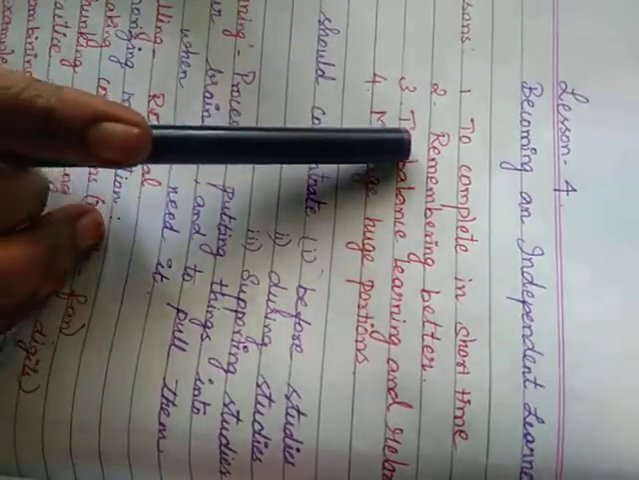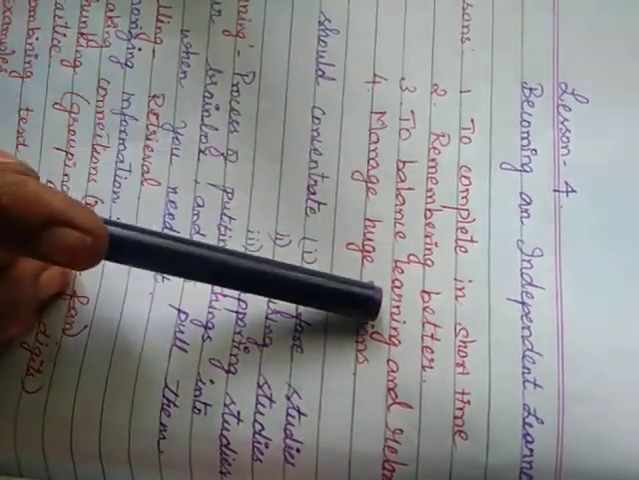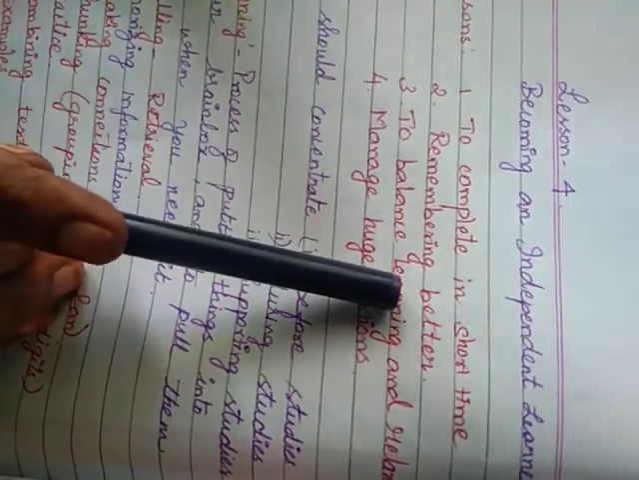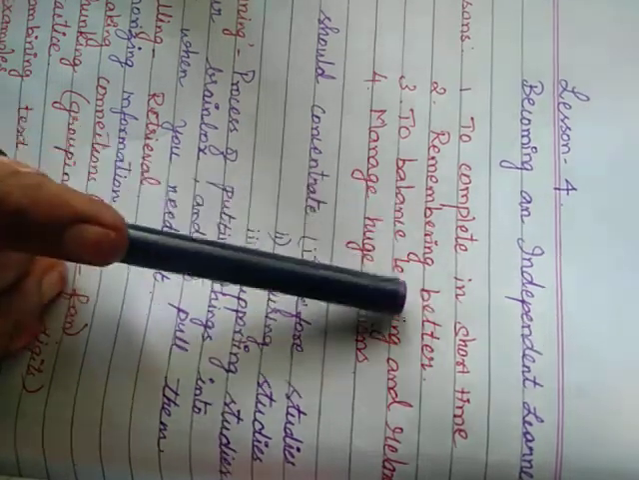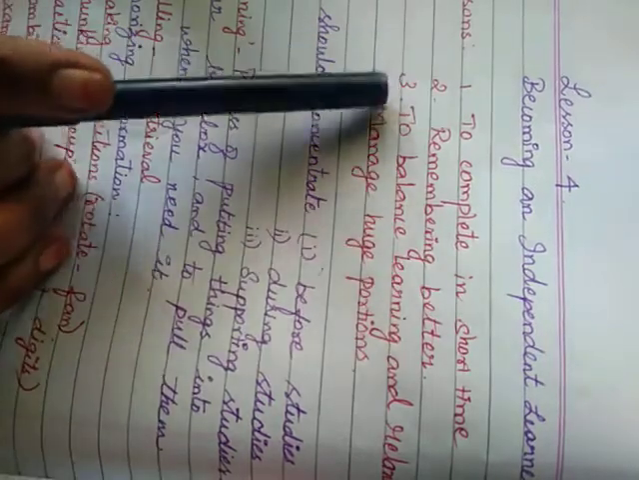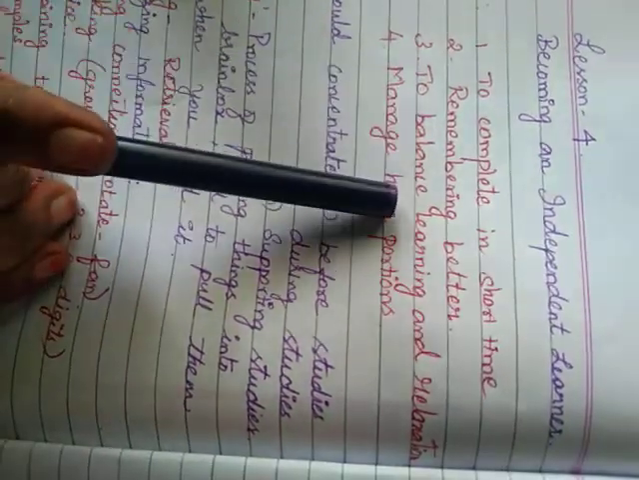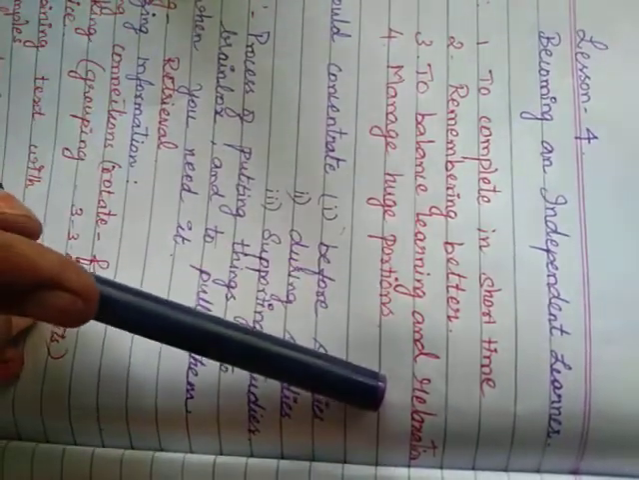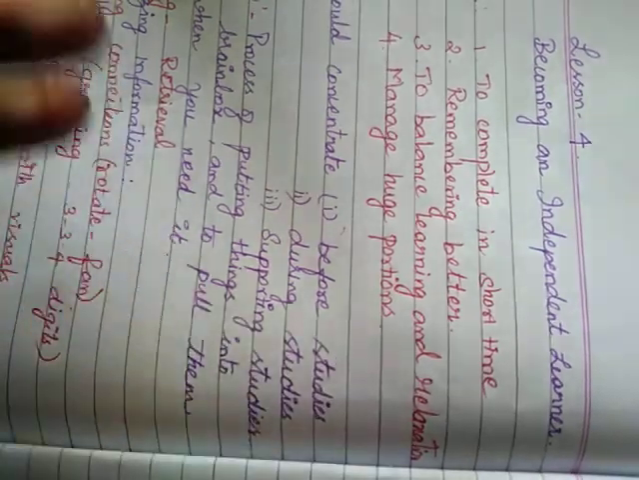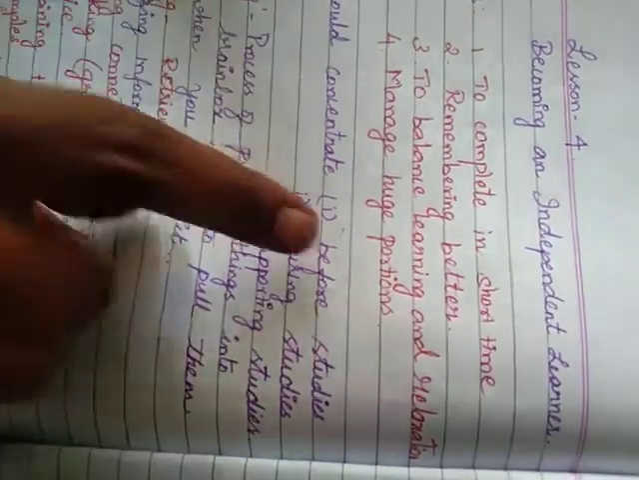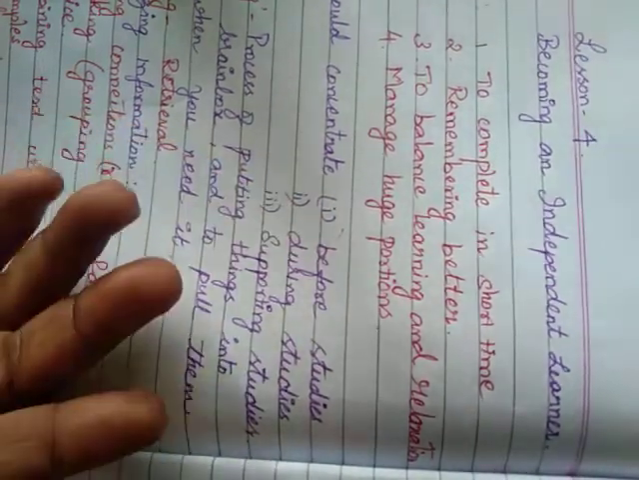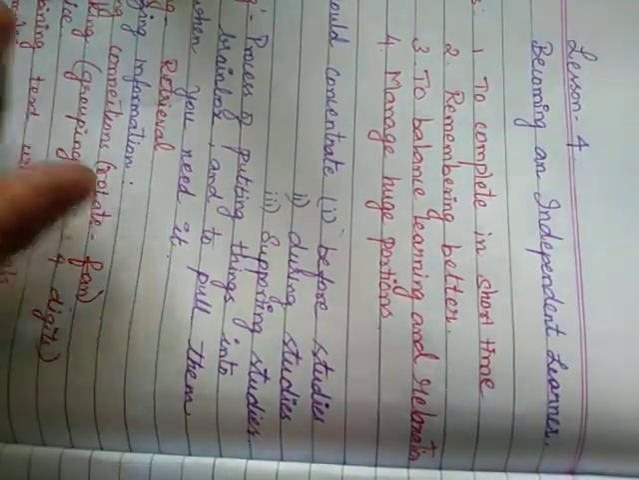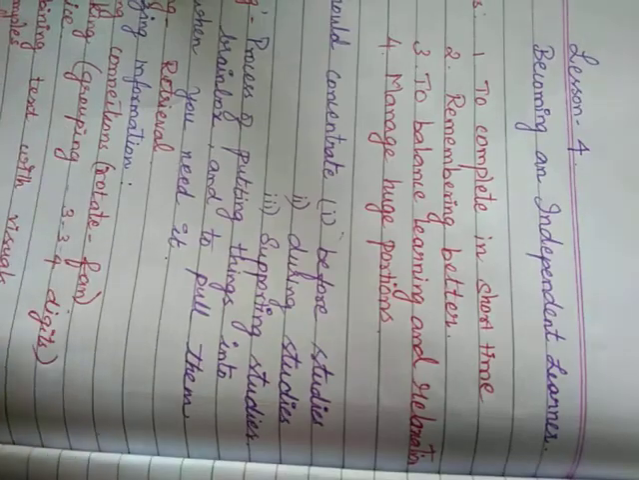The second point is remembering better. How to remember better? The things we have learnt, we should remember them. Then the third point is to balance learning and relaxation. It should be in a balanced way. To balance both learning and relaxation, one should be an independent learner. Otherwise, they don't know how to learn and when to learn, and they don't know how to relax and when to relax.